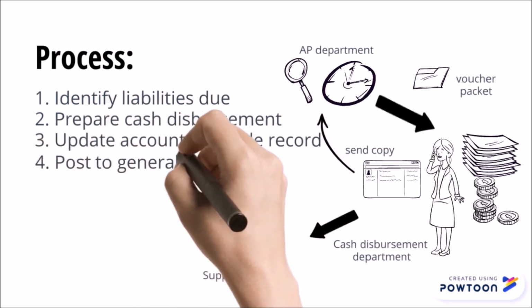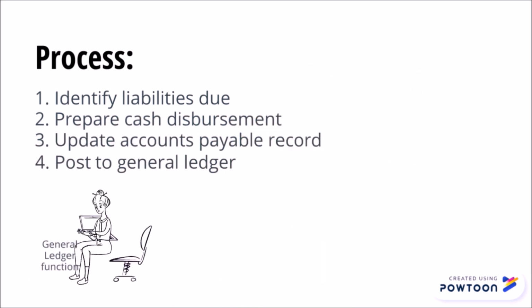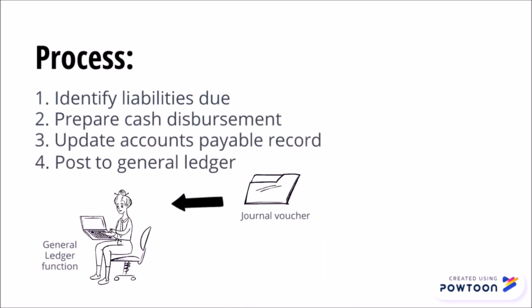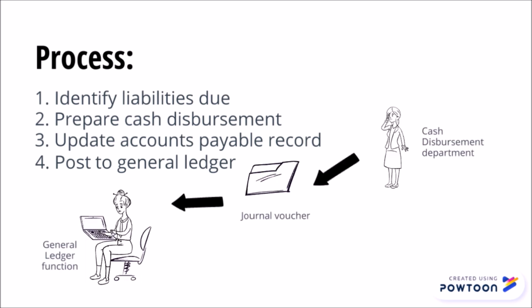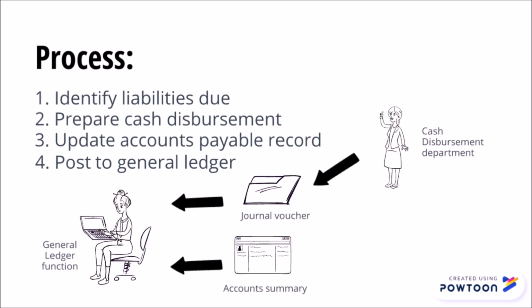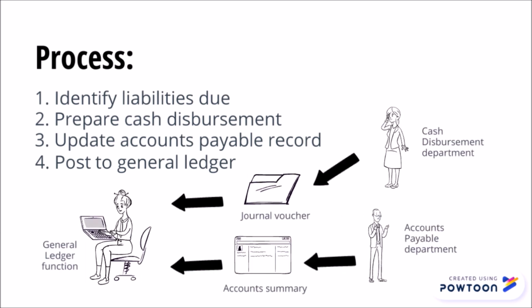The last process is posting to the general ledger. So the general ledger function will receive the journal voucher from the cash disbursement department and the account summary from the accounts payable department. Based on both documents, the accounts payable and the cash accounts will be updated.